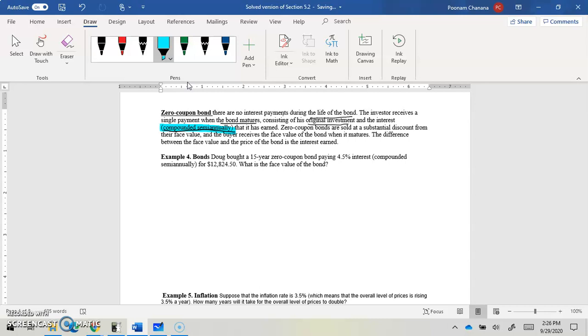Let's read an example to understand. Doug bought a 15-year zero coupon bond paying 4.5% interest, compounded semi-annually. So again, zero coupon bonds have semi-annual compounding done for 12,824.50. What is the face value of the bond?